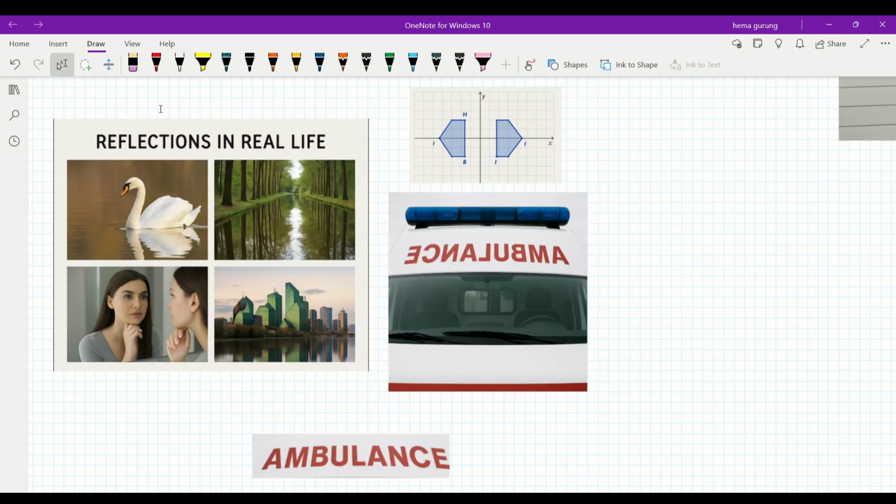And math has a way to reflect things too. So grab your notebooks because we are about to reflect some shapes and ideas.